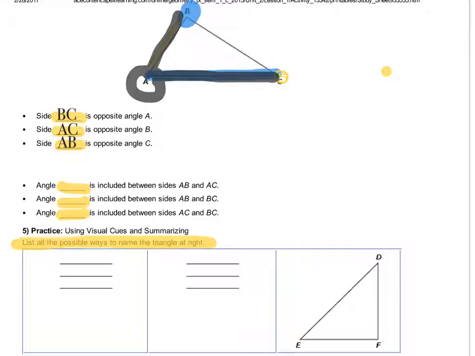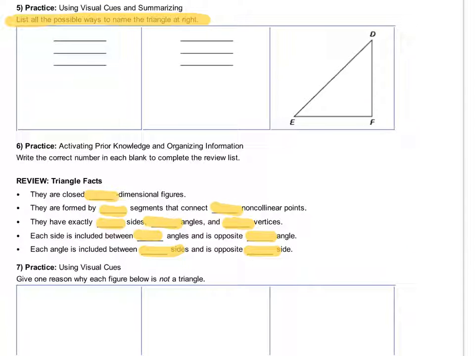If you look, the angle that's included between AB and BC, well, they actually happen to share the angle B. So B would be the angle that's in the middle, and then the same thing, the angle included for AC and BC, they both share C, so that's going to be your angle. Let's write it down.